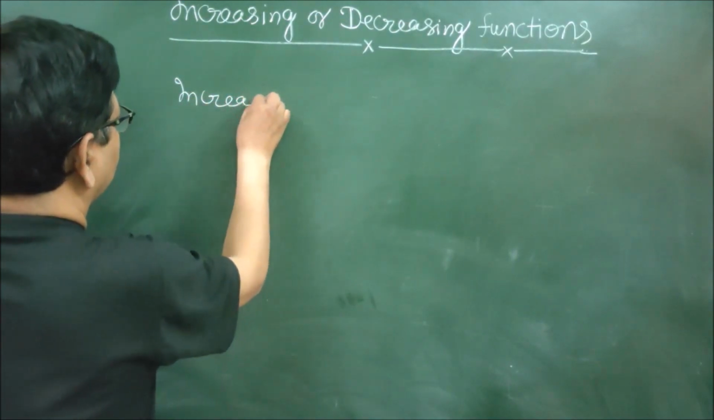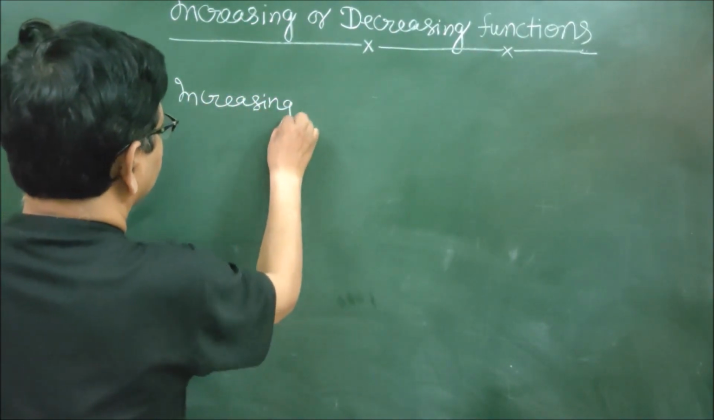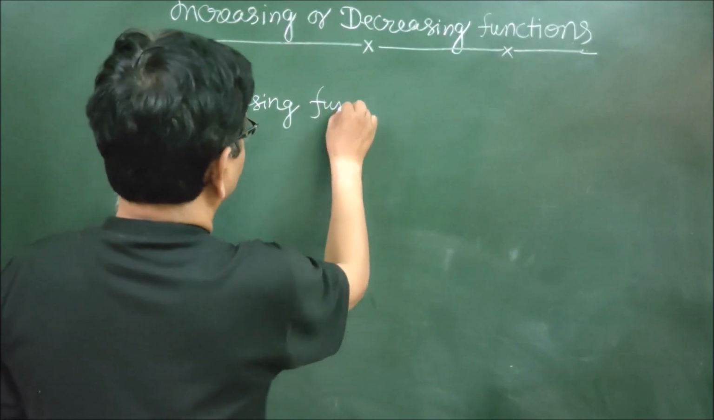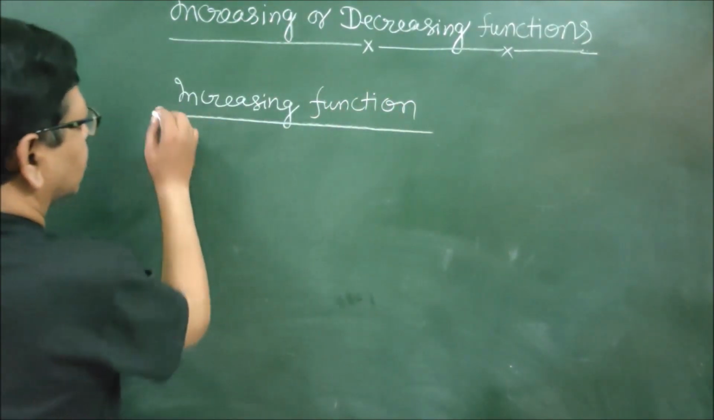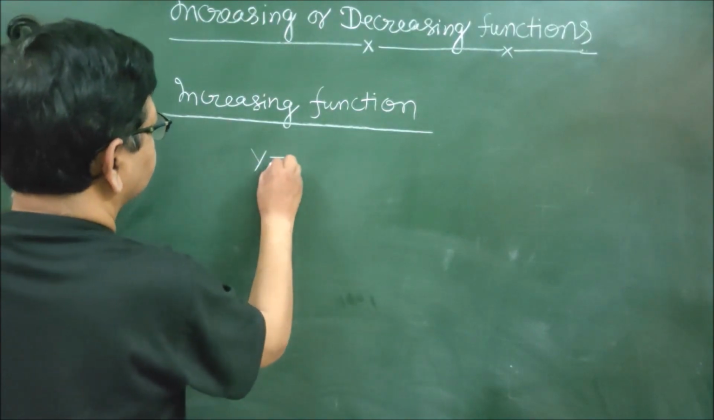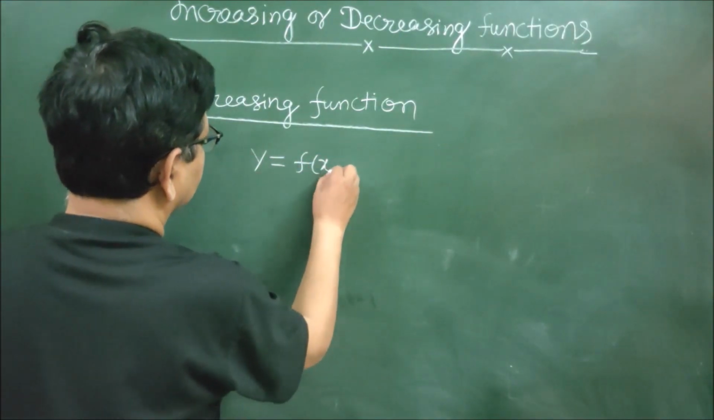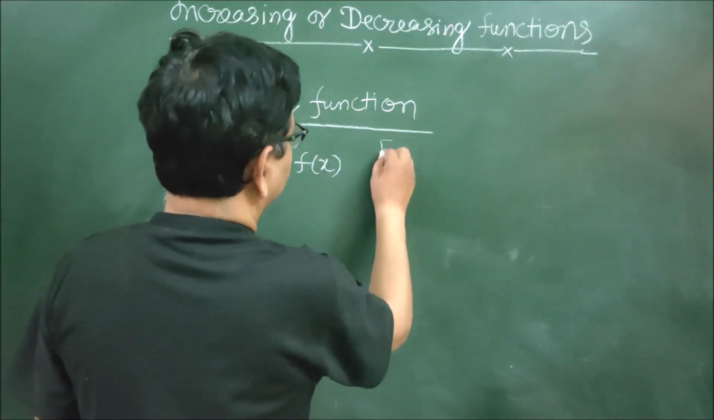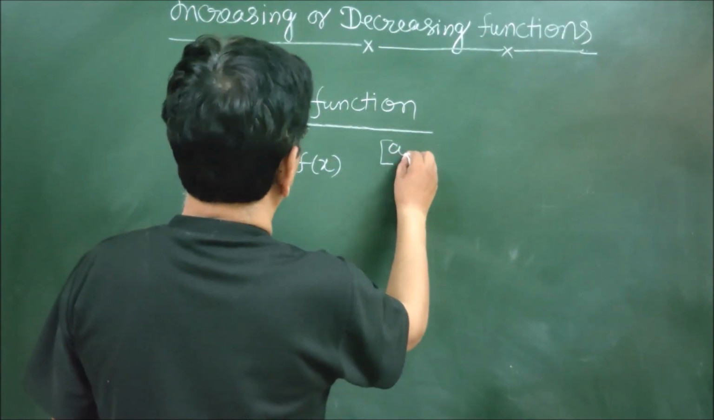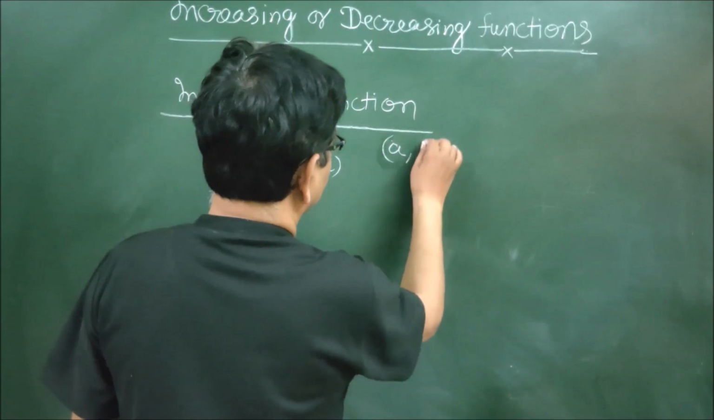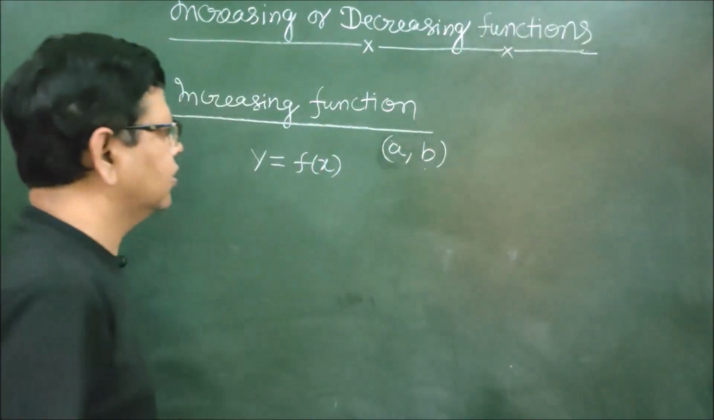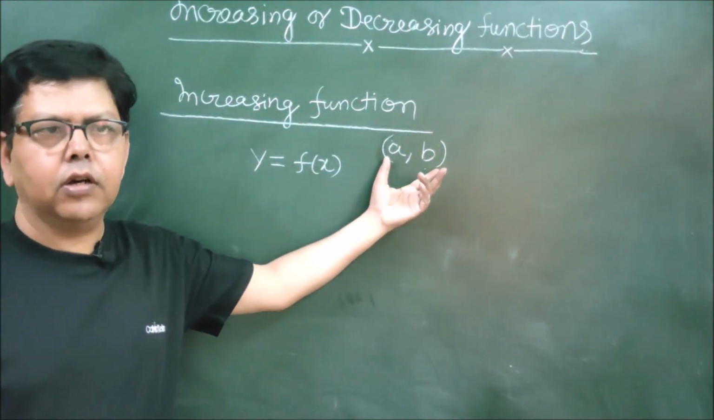Let us add some more points in the increasing and decreasing function. Increasing function. So if we have a function y is equal to f(x) and we want to check this function in the interval a to b, which is in the domain of the function.